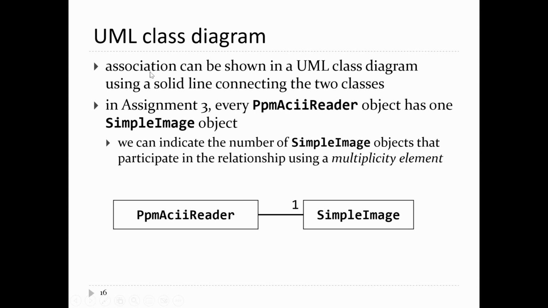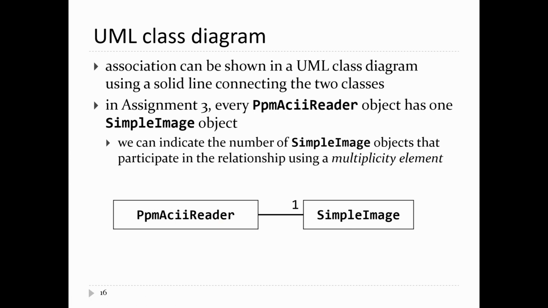All right, so in a UML class diagram, if you want to show the association relationship between two classes, you connect the two classes with a solid line. So last year, in assignment 3, they had to implement this class called PPMAsKeyReader. This was a little class that reads in a simple image format. It has a SimpleImage object inside of it, so it reads an image and stores it in one of these things here.